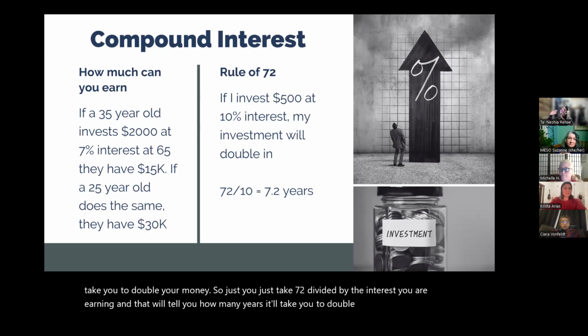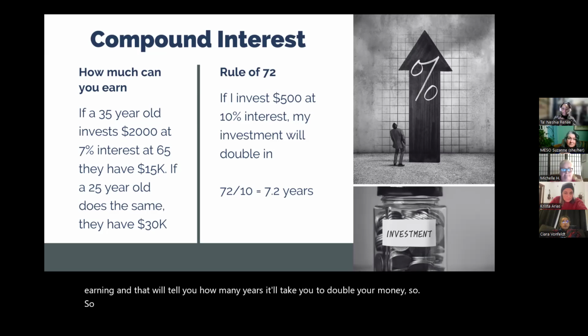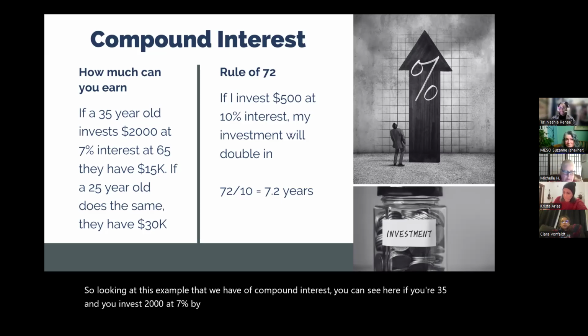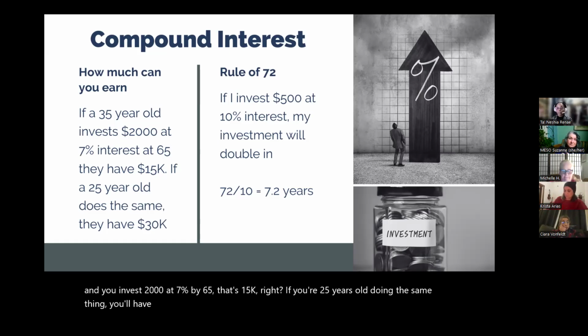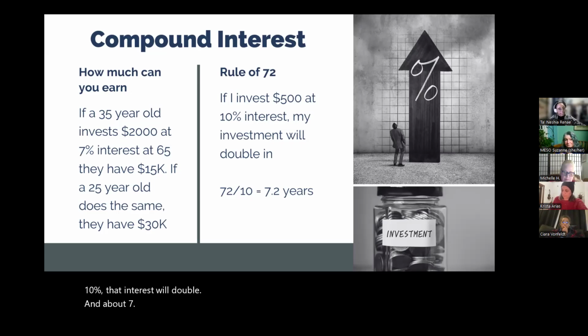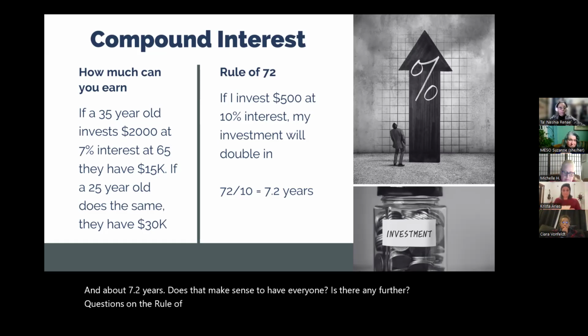So looking at this example of compound interest, you can see here if you're 35 and you invest 2000 at 7% by 65, that's 15K, right? If you're 25 years old doing the same thing, you'll have 30K. But thinking about that rule of 72, if you invest 500 at 10%, that will double in about 7.2 years. Does that make sense to everyone? Are there any further questions on the rule of 72 or how compound interest works? Feel free to throw them in the chat as well.